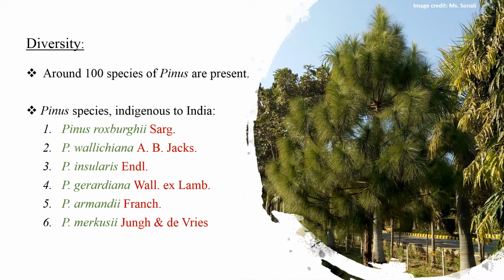They are Pinus roxburghii, commonly known as chir pine, Pinus wallichiana, commonly known as blue pine, Pinus insularis, also known as khasi pine, Pinus gerardiana, known as chilgoza pine, Pinus armandii, known as Chinese pine. It is actually a Chinese species but has also been found in India. Pinus merkusii, also known as Merkus pine.